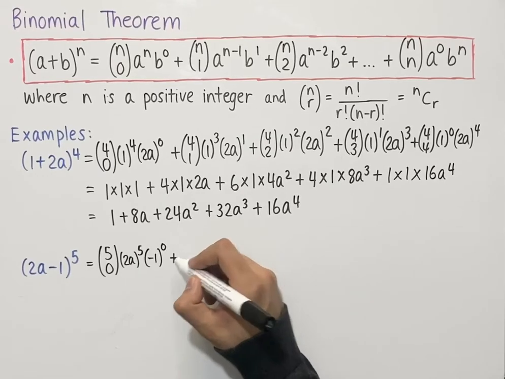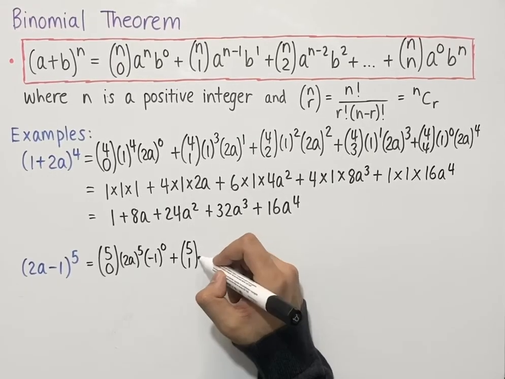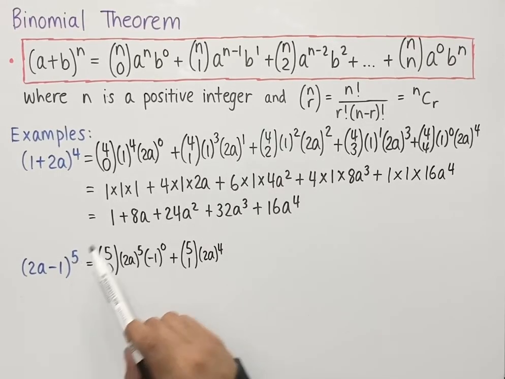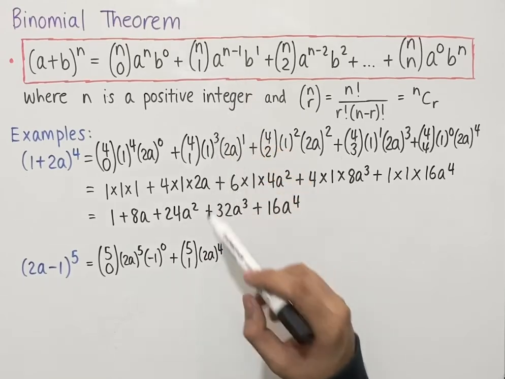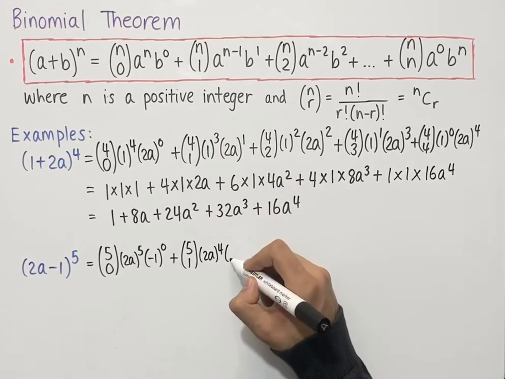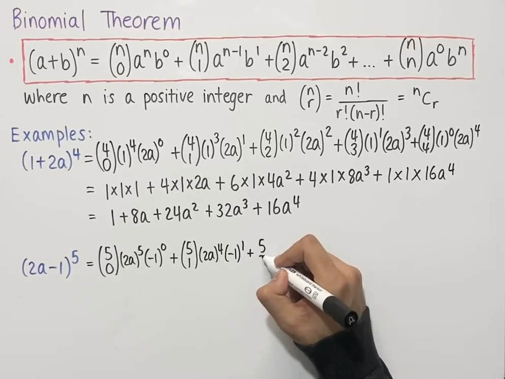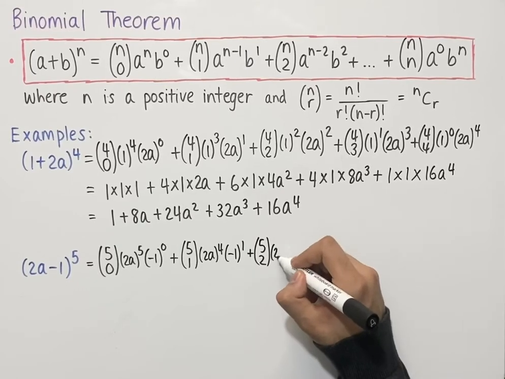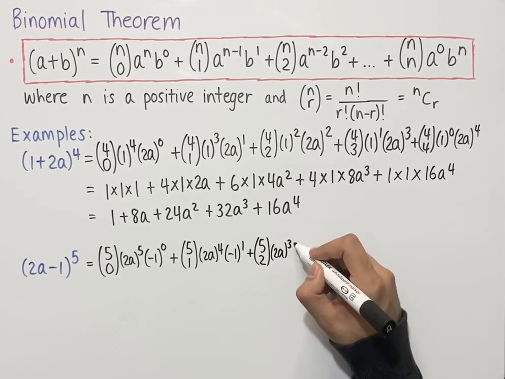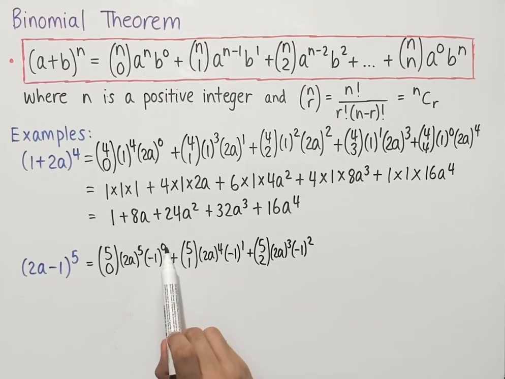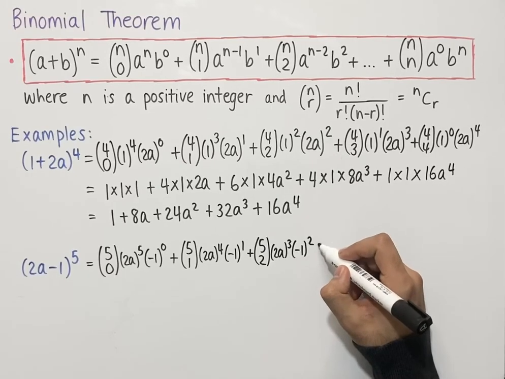Our next term is 5 choose 1, multiplied by 2a to the power of 4, since n is equal to 5, and for the second term we have 5 minus 1, which gives us a power of 4, multiplied by minus 1 to the power of 1. Next term is 5 choose 2, multiplied by 2a to the power of 3, multiplied by minus 1 to the power of 2. Notice how in each term the powers add up to n. 5 plus 0 is 5, 4 plus 1 is 5, 3 plus 2 is 5. That's a quick way to check that we're getting our powers correct.